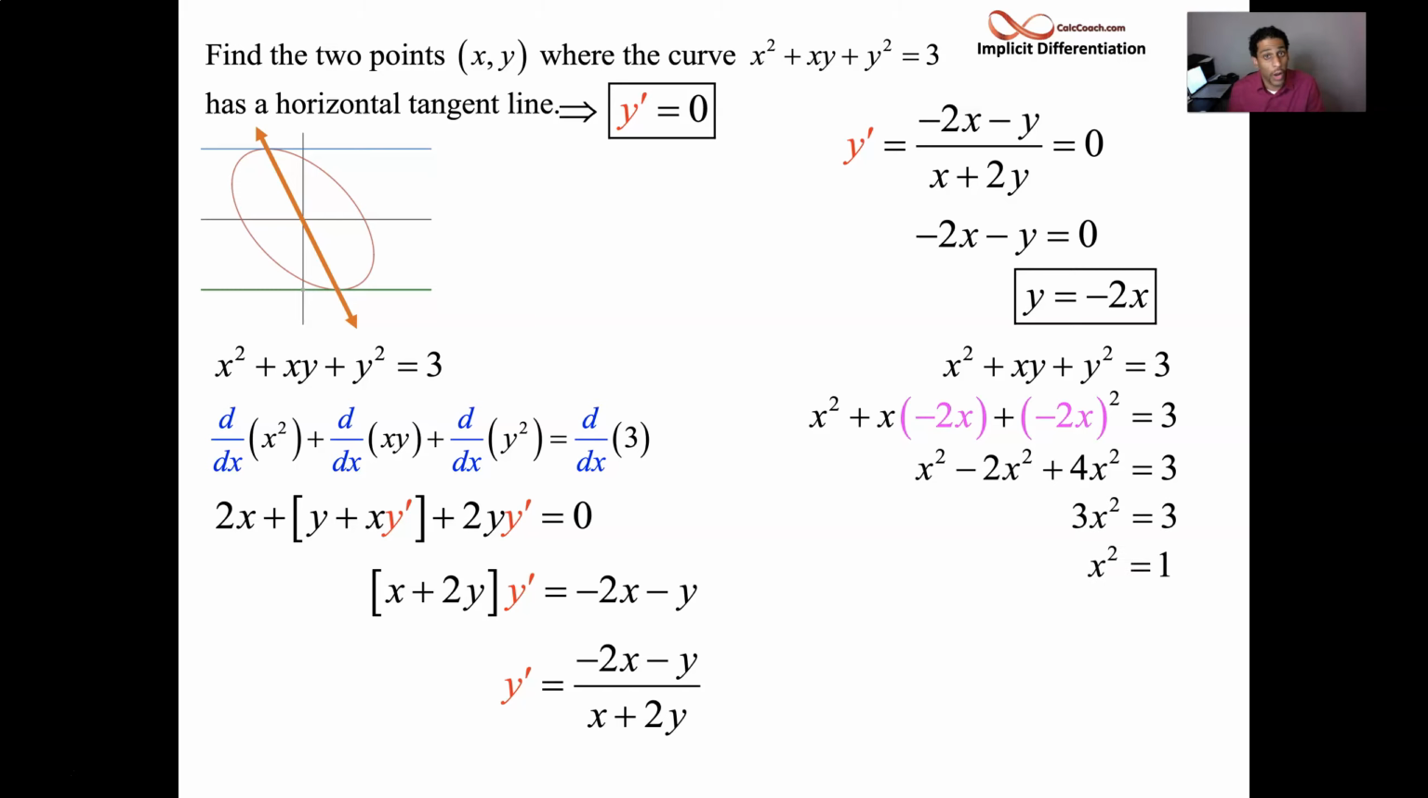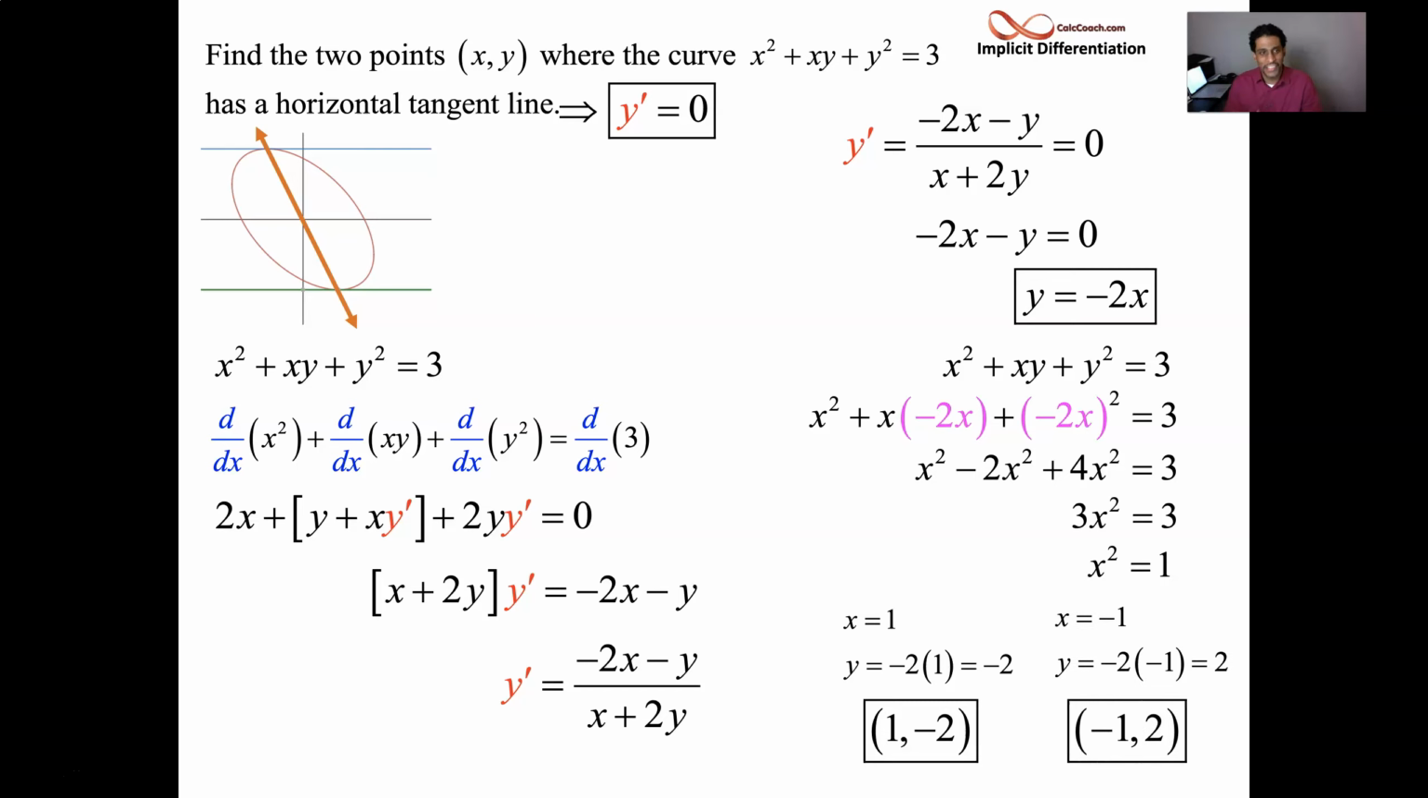So definitely x squared is 1. On the one hand, x could be 1, and then we'd plug that into the equation y equals negative 2x. That's the easiest thing to do. And we'll get that y must be negative 2. So there's your first point: 1, negative 2. But don't forget though, x could also be negative 1, and therefore y would be positive 2. And you did it. You solved the problem.